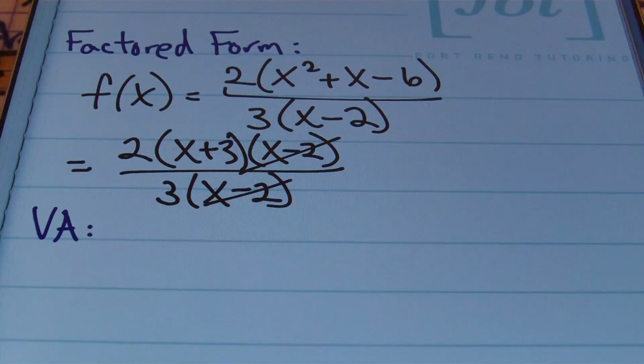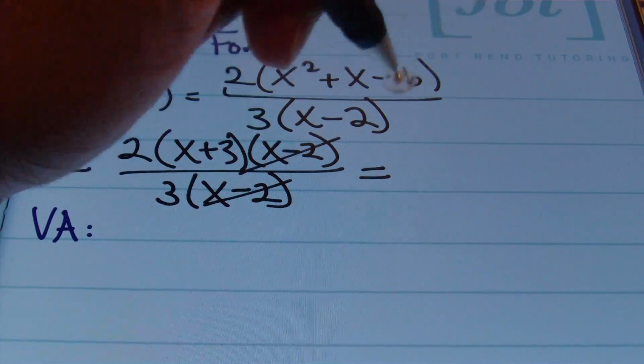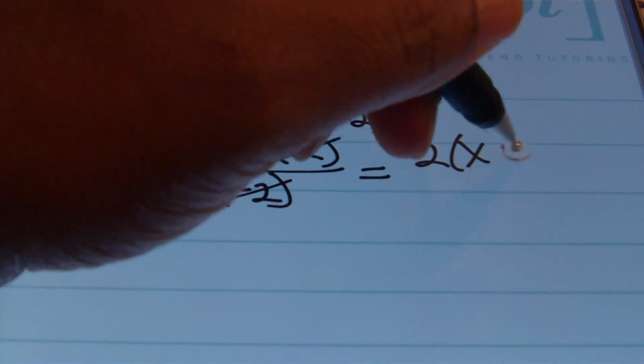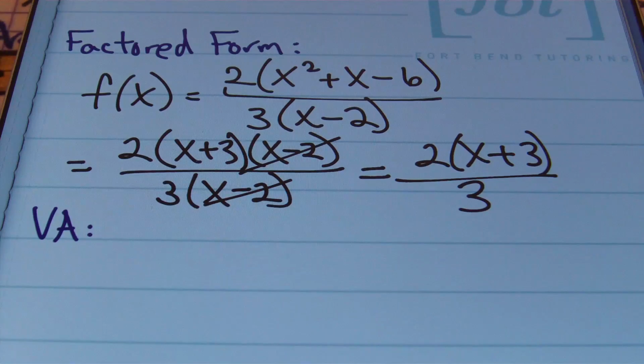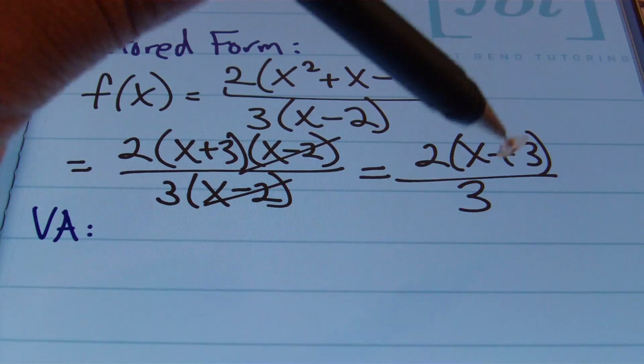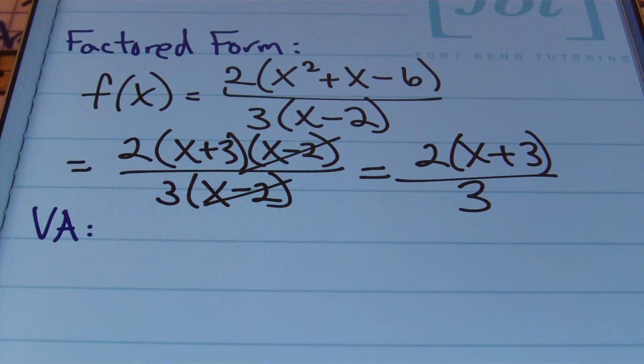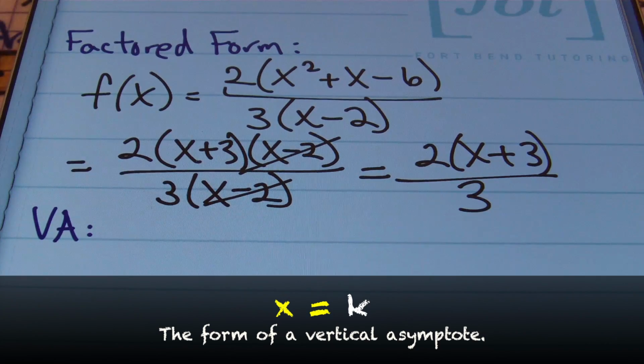In other words, we can simplify it, reduce it, and end up with the following problem. 2 times x plus 3 divided by 3, or 2/3 times the quantity of x plus 3. Either way would be correct. The bottom line is we no longer have a factor in the denominator that contains our variable x. No, we just have the number 3.